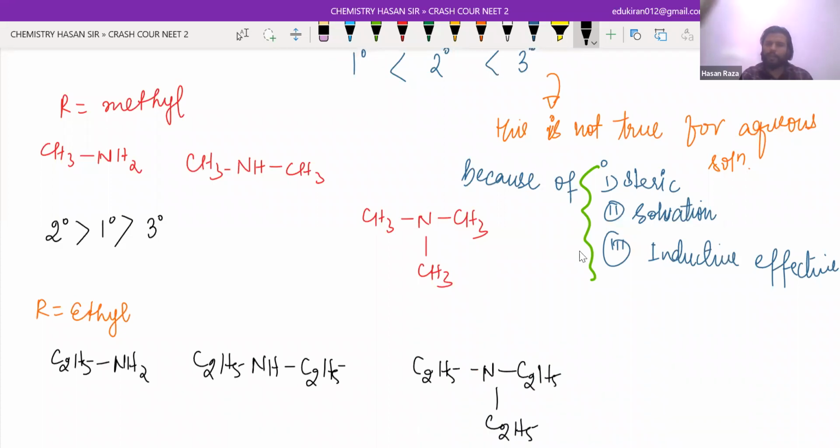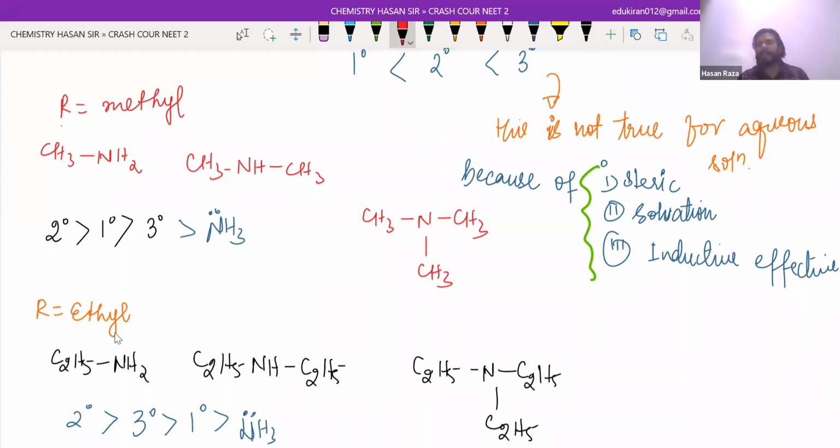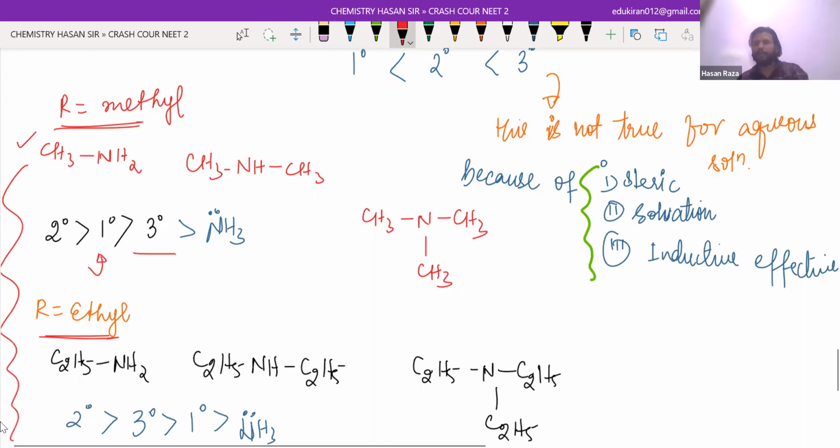By considering all these three factors, 2 degree in this is also more basic, and then comes your 3 degree, and then comes your 1 degree. After this NH3 comes. So you have to be careful in both, whether it is alkyl, methyl or ethyl. Secondary will be the most basic. After this is your primary, so in between this, primary will come 1 degree and then tertiary. So you have to learn this. This is very important.